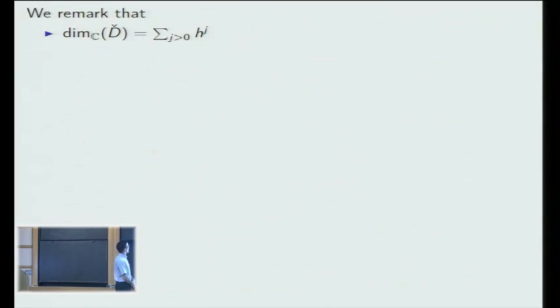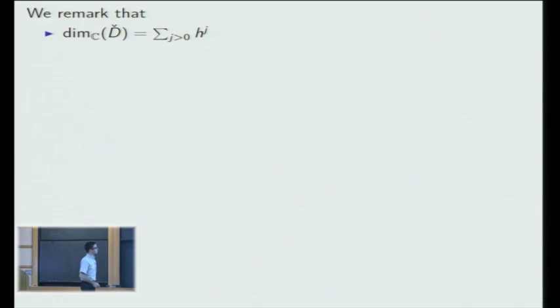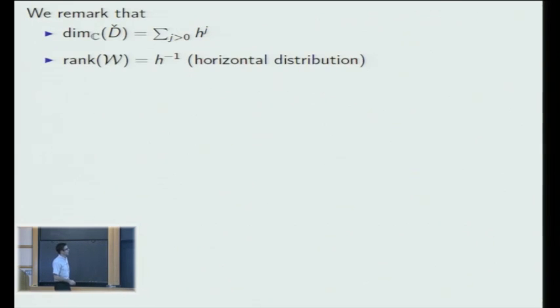So now let me remark that the dimension of D check can be read off from the sum of the h^j for j positive. Remember, h^j were just the dimensions of those g^j, which involves just counting roots. And the rank of the horizontal distribution is just h^{-1}. Maybe it's better to think of the dimension of D check as the sum of the h negative things.